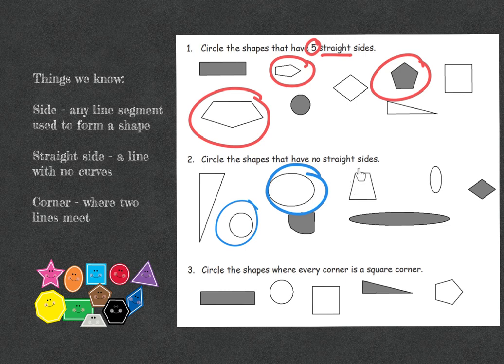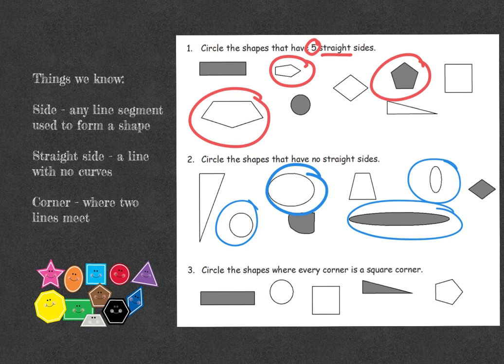Here we have 1, 2, 3, 4 straight sides. Here we have a curve and no straight sides. Here we have 4 straight sides. And lastly, no straight sides. So for number 2, we have 4 shapes that have no straight sides.